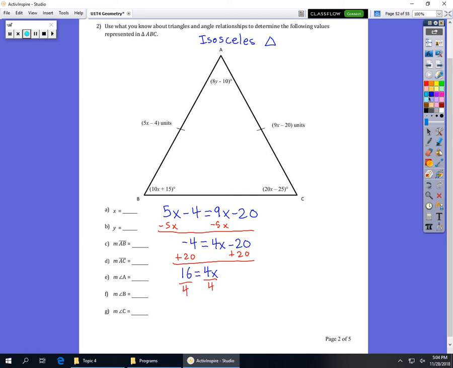And what do I get? I get x equals 4, because 16 divided by 4 is 4. Great. X is 4. So now that I found x, it makes it a lot easier to find everything else.